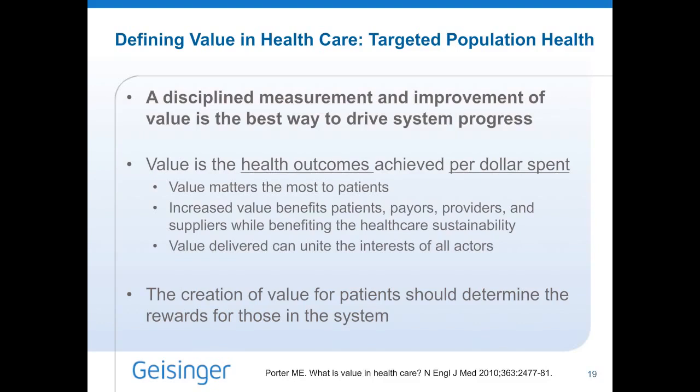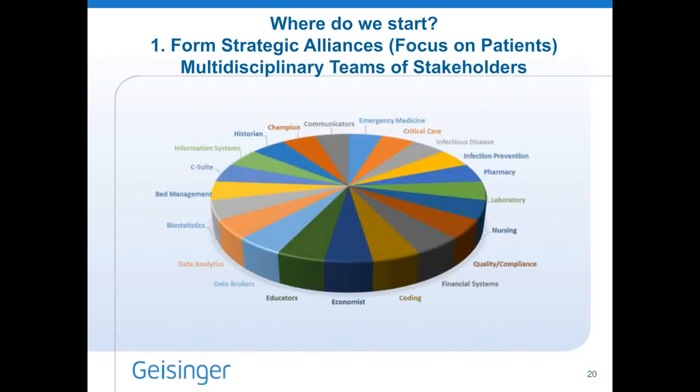There's a good reference I urge people to read by Porter in the New England Journal of Medicine called What Is Value in Healthcare, and that reference is provided for you. It's a very interesting topic, something that we maybe take for granted, but is actually useful for us to document what parts the laboratory plays in improving value. So where do you start? If you haven't taken this process already, here's a tip about forming strategic alliances that focus on patients.